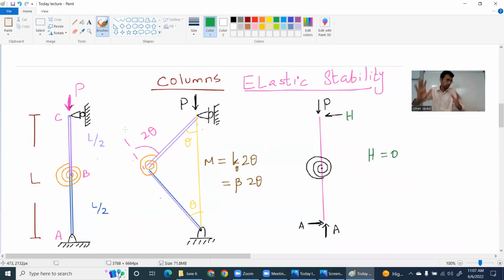One more thing to think about: what is the meaning of elastic stability? If you have even a basic ruler, think like that, and then we will talk about practical problems. You subject it to an axial load, and you keep putting more and more load onto it.